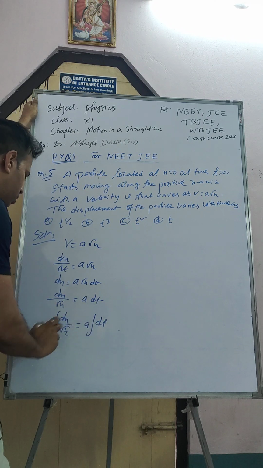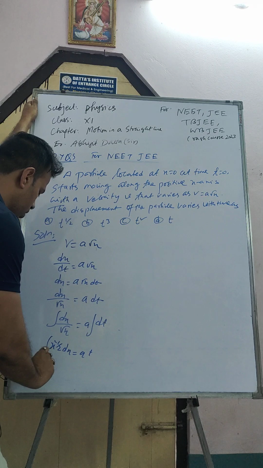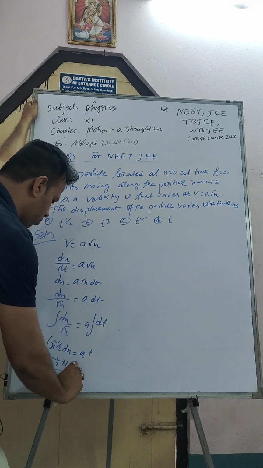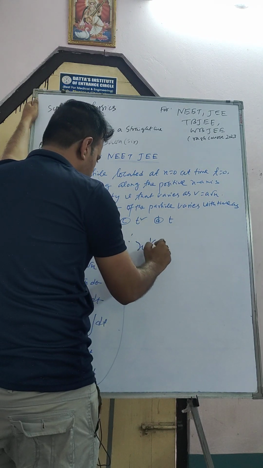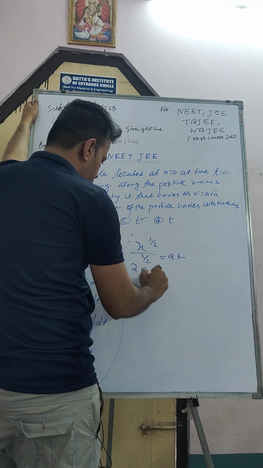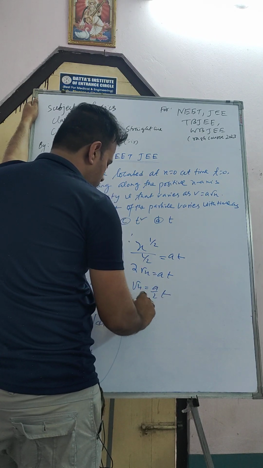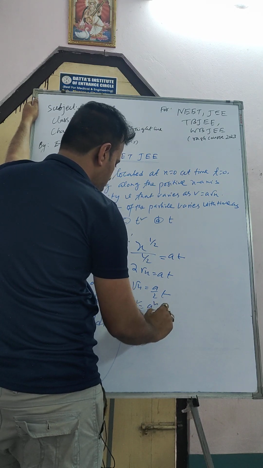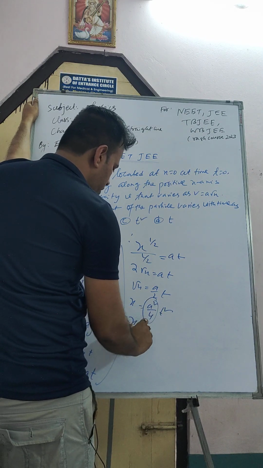So you integrate this one, it will be x to the power minus half dx equals a dt. So it will be x to the power minus half plus 1, that is plus half, by half, equals a into t. So 2 root over x is equal to a into t. So root over x is equal to a by 2 times t. So x equals a square by 4 t square. Now a square by 4 is constant. So x varies with t square.